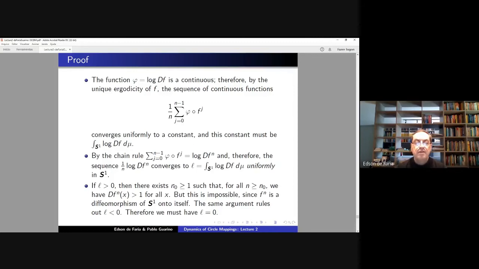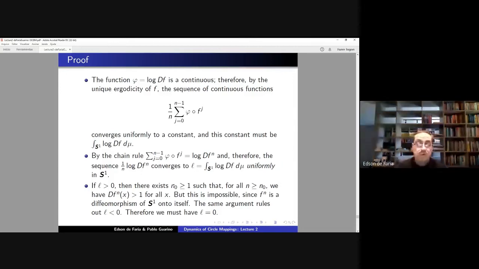Because fn is a diffeomorphism of S1 onto itself, and we know that there are always points where the derivative is 1. And if there are points where the derivative is greater than 1, there must be points where the derivative is less than 1. Otherwise the circle would be increasing in size, which is not the case. So this rules out L positive, and the same argument rules out L negative.